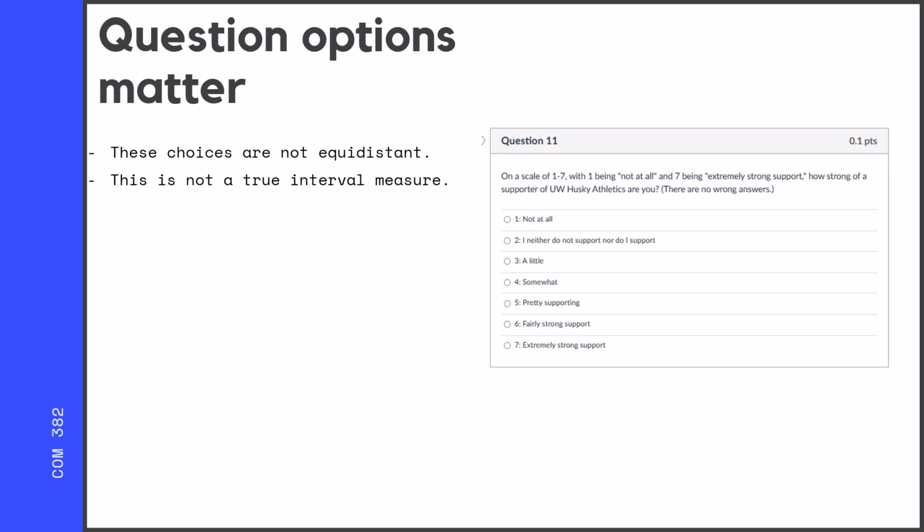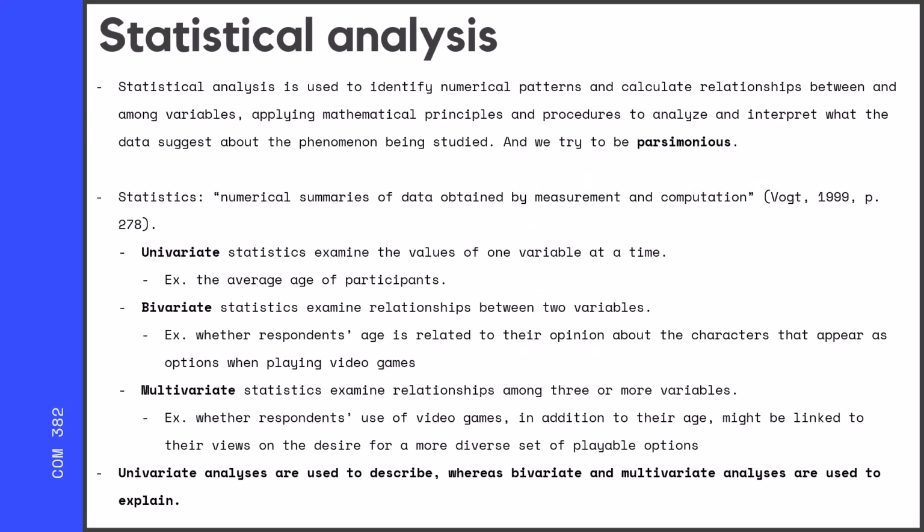We're going to use these questions as a basis for understanding, so I also wanted just to refresh your mind about what they were. So what do we mean when we say statistical analysis? This is a method that's used to identify numerical patterns and calculate relationships between and among variables. It applies mathematical principles and procedures to analyze and interpret what the data suggest about the phenomenon being studied.